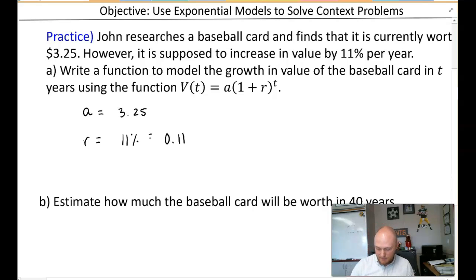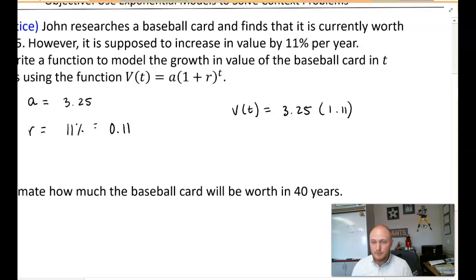Okay, so our function, if that's our A and our R, is going to be V of t is equal to 3.25. So we take our initial value, multiply by 1 plus R, so 1.11. Make sure you add that. Don't be lazy and just leave it as 1 plus 0.11 to the power of t. So there's your function, okay?